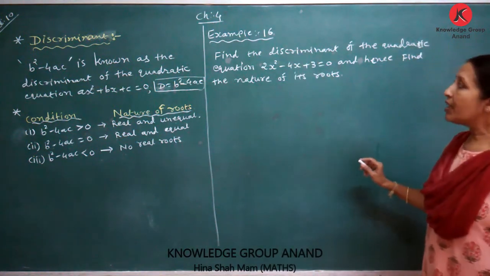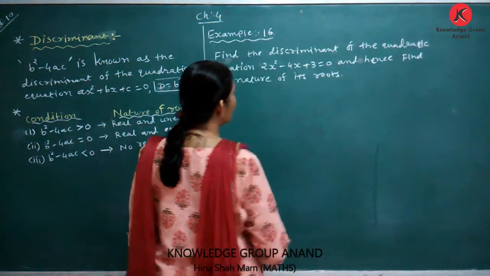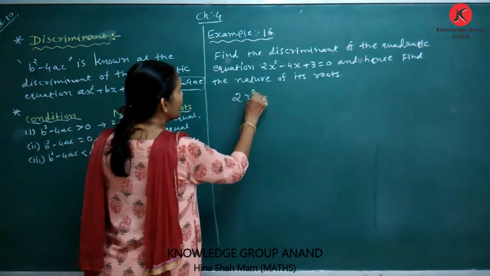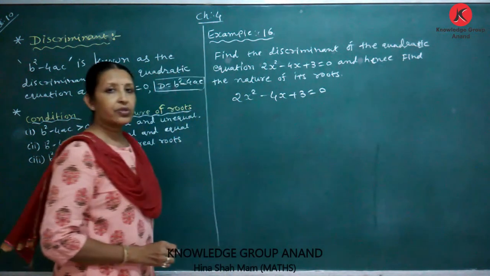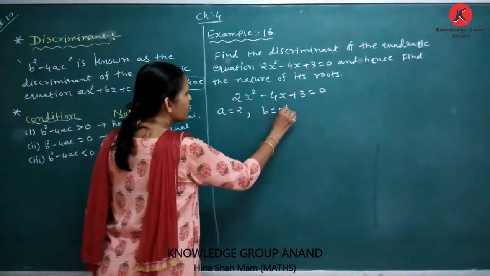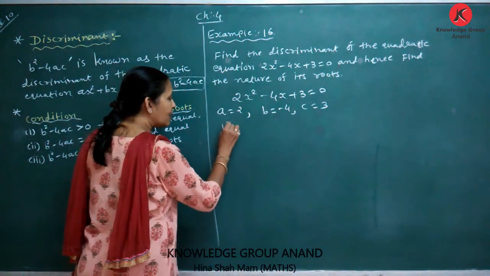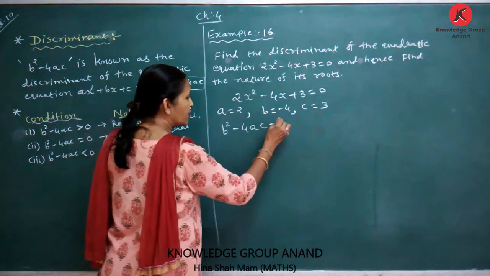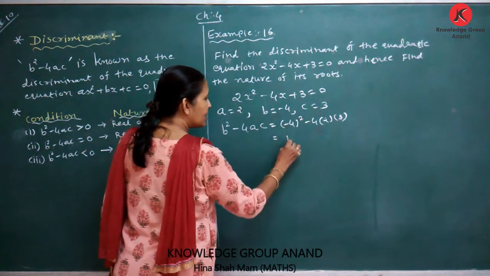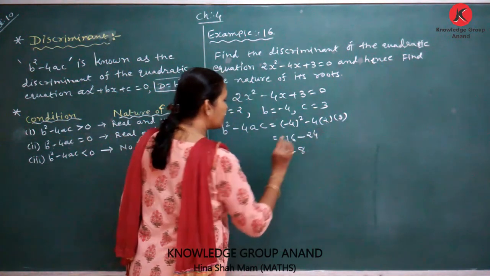Okay, taking example number 16. Find the discriminant of the quadratic equation 2x square minus 4x plus 3 is equal to 0, and hence find the nature of its roots. Here our equation 2x square minus 4x plus 3 equals 0. It is compared with ax square plus bx plus c, so a is equal to 2, b is equal to minus 4 and c is equal to 3. Now find the discriminant, that means b square minus 4ac. Minus 4 square is 16. Minus 4 2s are 8, 8 3s are 24, so 16 minus 24 is equal to minus 8.